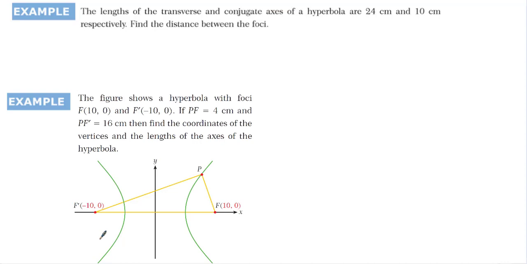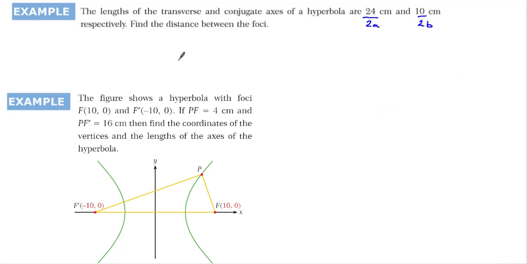Okay, let's continue with a different type of question. The lengths of the transverse and conjugate axes of the hyperbola are 24 and 10. Find the distance between the two foci. So 24 and 10 are equal to 2a and 2b.